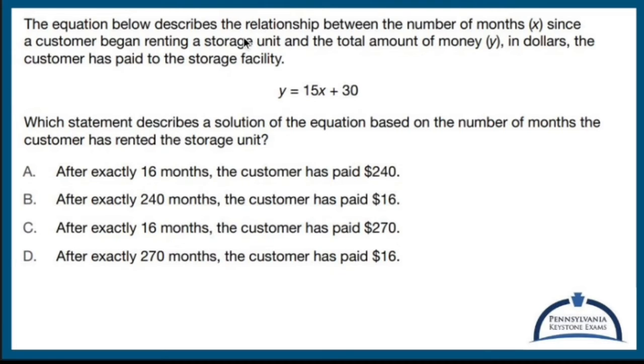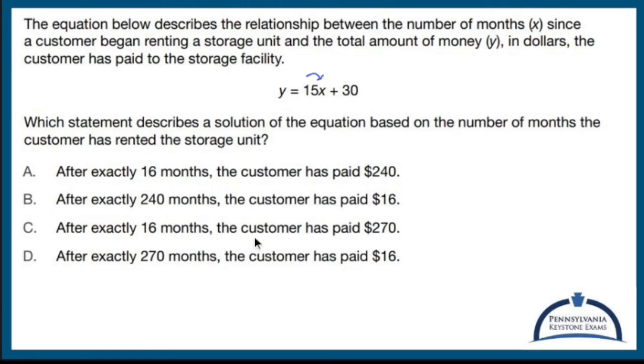The equation below describes the relationship between the number of months X since a customer began renting a storage unit and the total amount of money Y in dollars the customer has paid to the storage facility. All right, so the total amount of money that's paid is 15X, which probably means $15 per month, plus 30, which means you probably pay $30 straight up. Which statement describes a solution of the equation based on the number of months the customer has rented?